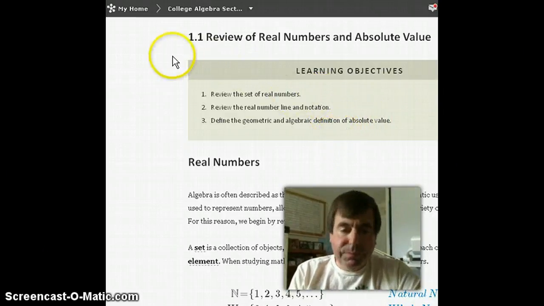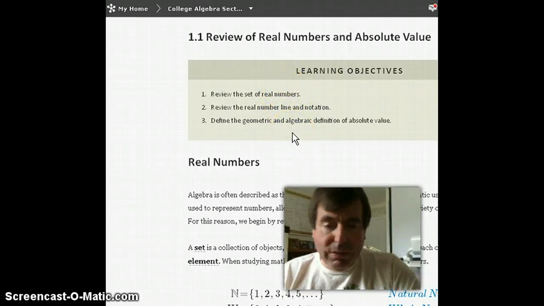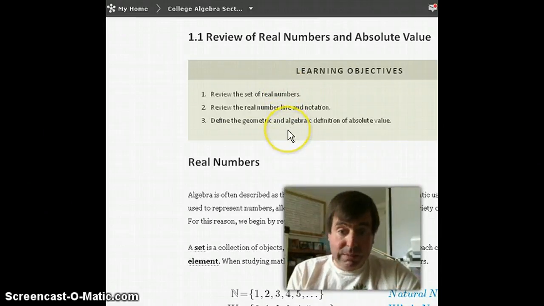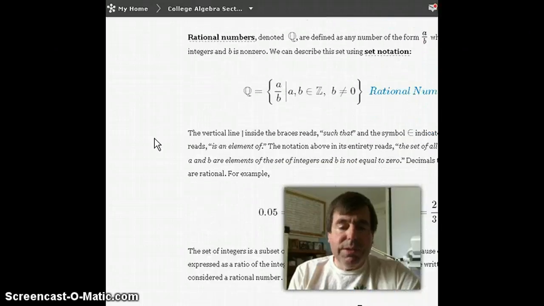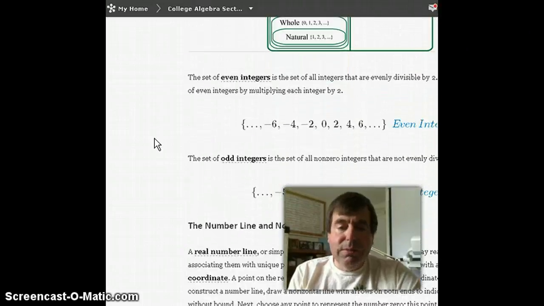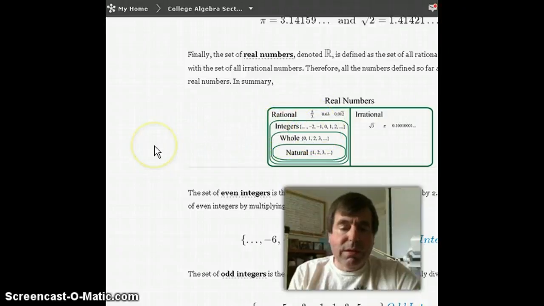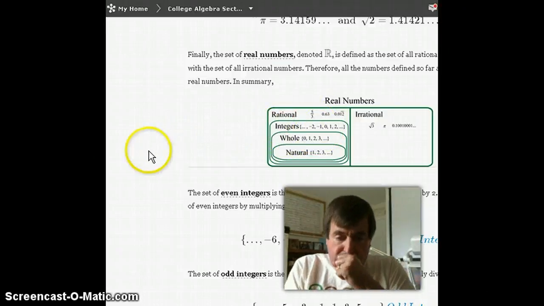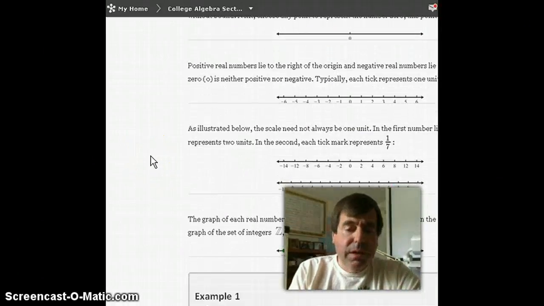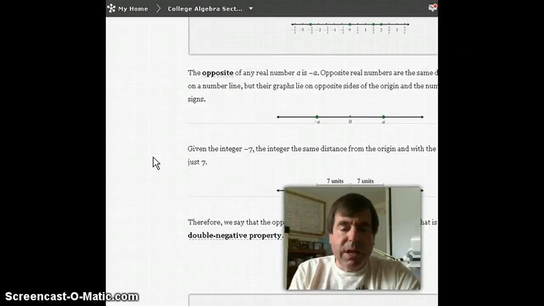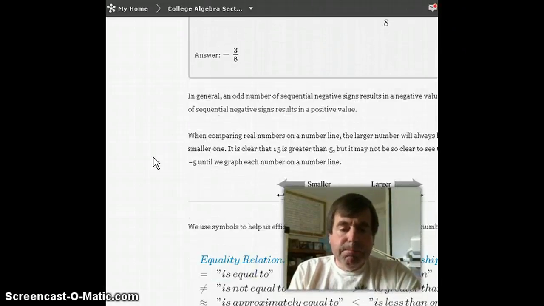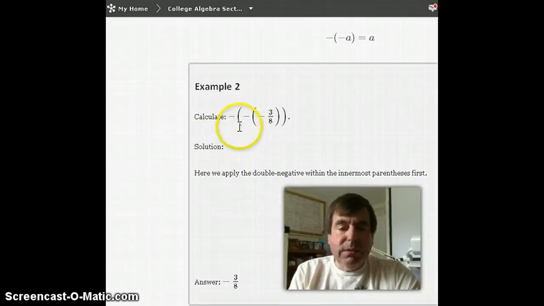So you have your learning objectives. These are the goals. We want to make sure that we not only address them, not only that we talked about them, they are explained. And if you have questions, you need to be asking them. All right, so this is talking about real numbers, irrational numbers. Here's a little graphic organizer that shows how they all fit together. The number line, a very important idea in mathematics, graphing numbers. Here's a little section where we talk about double negatives. So a negative and a negative together would make a positive.